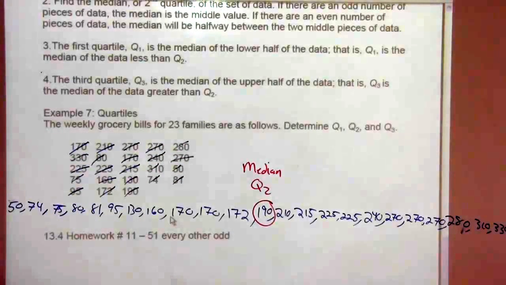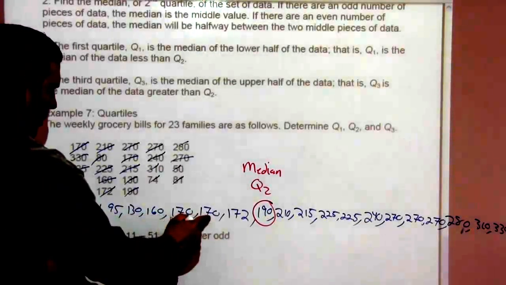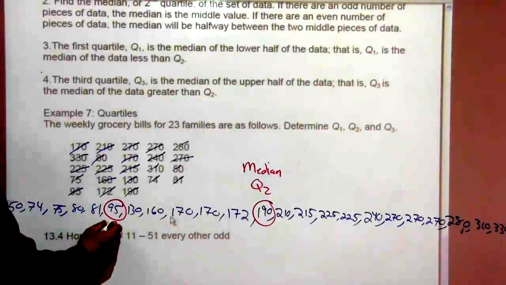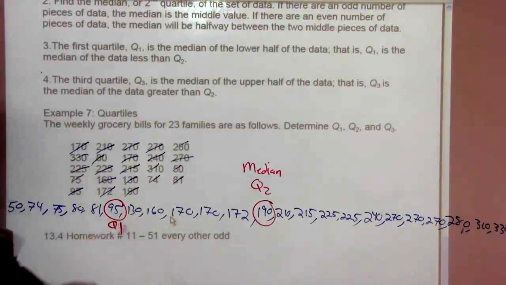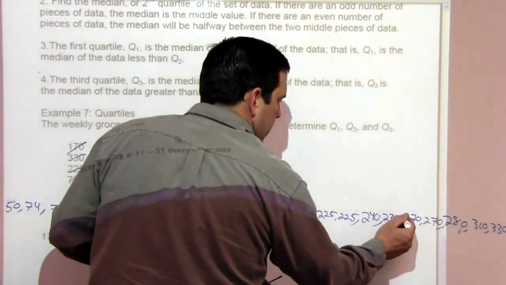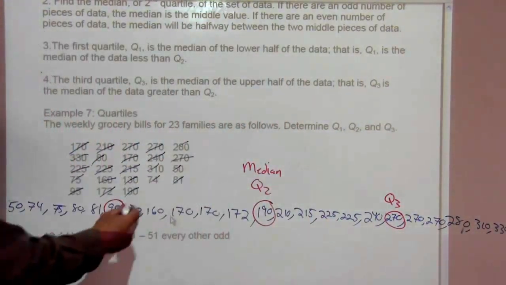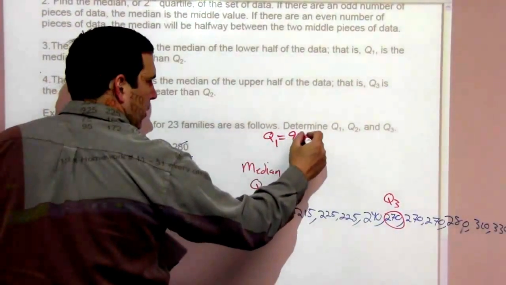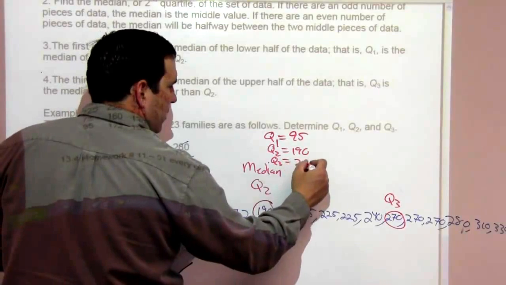Now the lower half of the data: 1, 2, 3, 4, 5, 6, 7, 8, 9, 10, 11. So we'll go with the sixth value: 1, 2, 3, 4, 5, 6. 95 is Q1. That's the median of the lower half of the data. Counting 1, 2, 3, 4, 5, 6 in the upper half, 270 is our Q3. That's the median for the upper half of the data. So Q1 equals 95, Q2 equals 190, and Q3 equals 270.